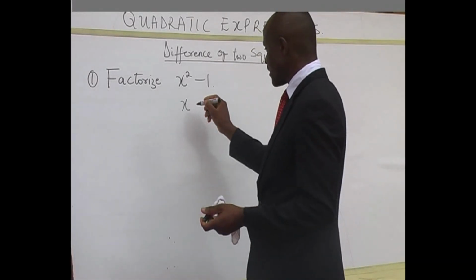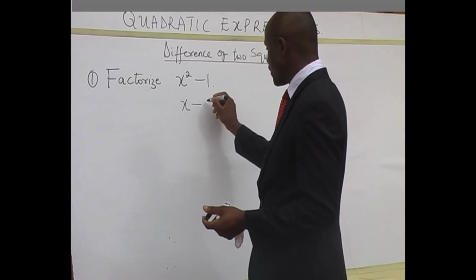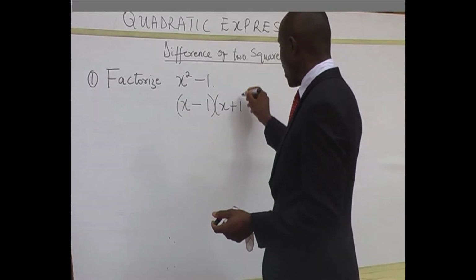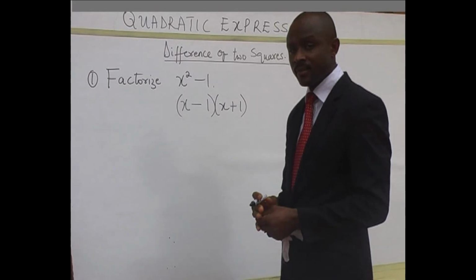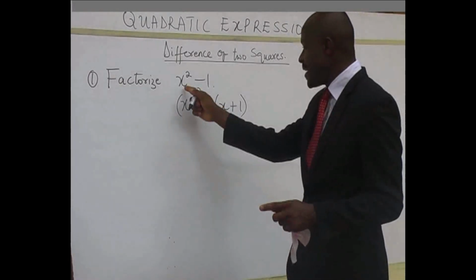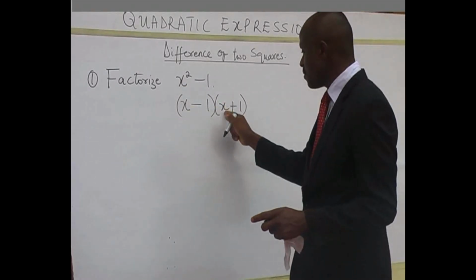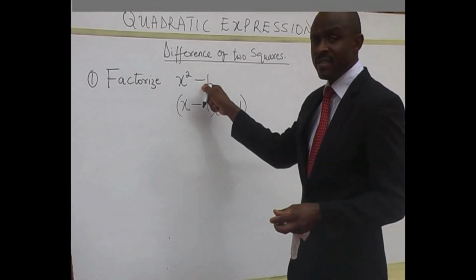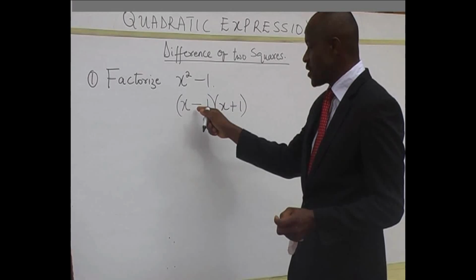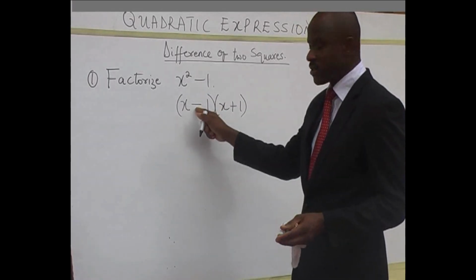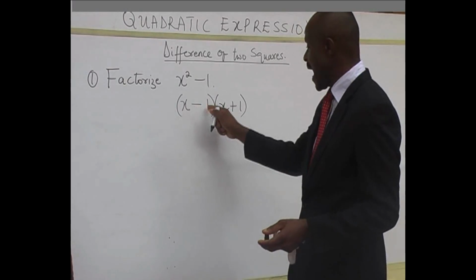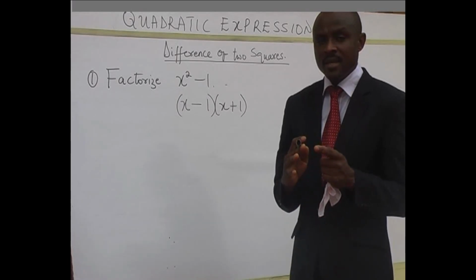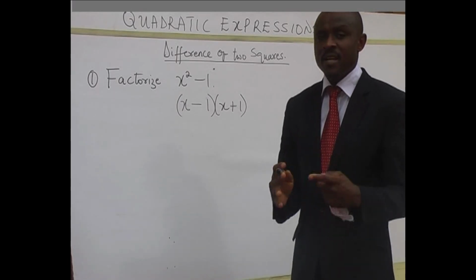You just have x minus 1 into x plus 1. You have factorized it. The only thing you do is find the square root of the first term, put it in the first part of the brackets, find the square root of the second term, spread them, but you either put plus first and the next one minus, or minus first and the next one plus. That is the simple way of factorizing expressions that are in the difference of two squares.